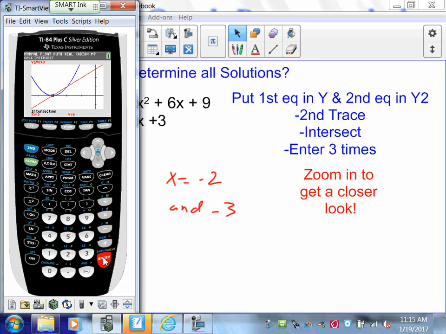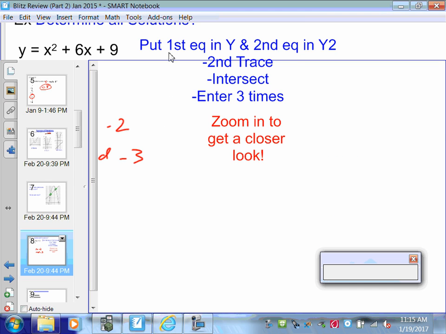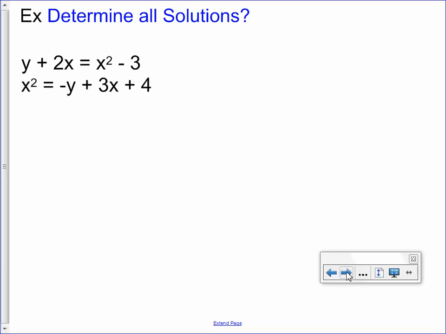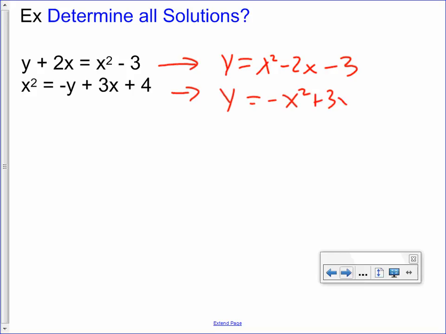Let's try another one. Here we go. Okay? To do this, you have to set it up so that it's a y equals problem. If you do your mathemagic and solve, this one turns into y equals. So you have to set it up first. And it looks like on this one, if you swap places with the x squared and the negative y, you'll end up with another y equals equation. It'd be negative x squared plus 3x plus 4.